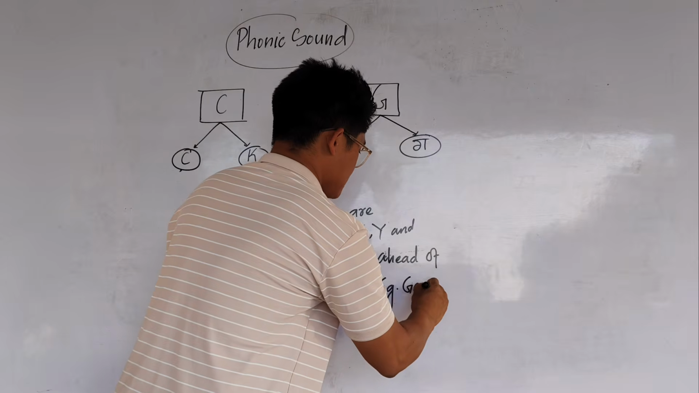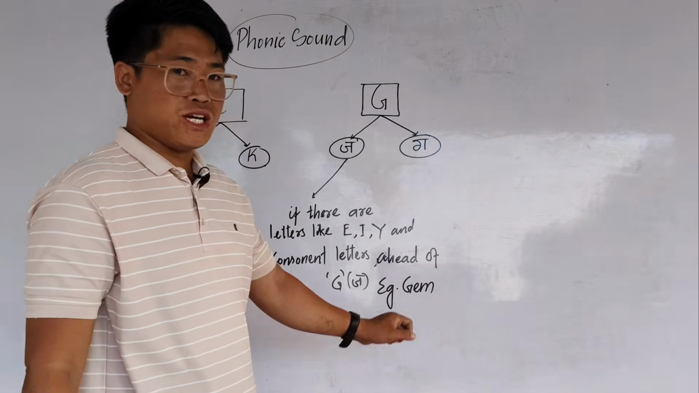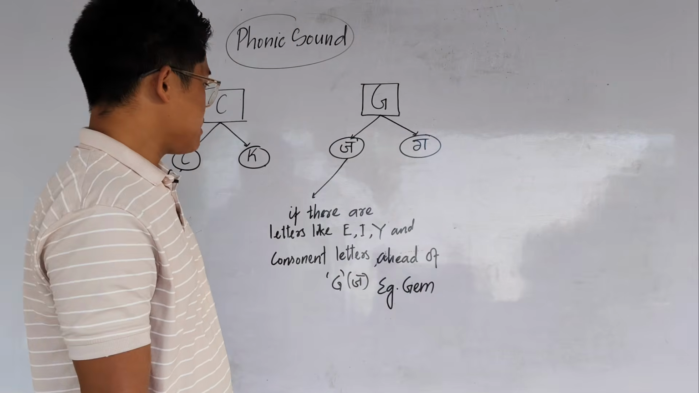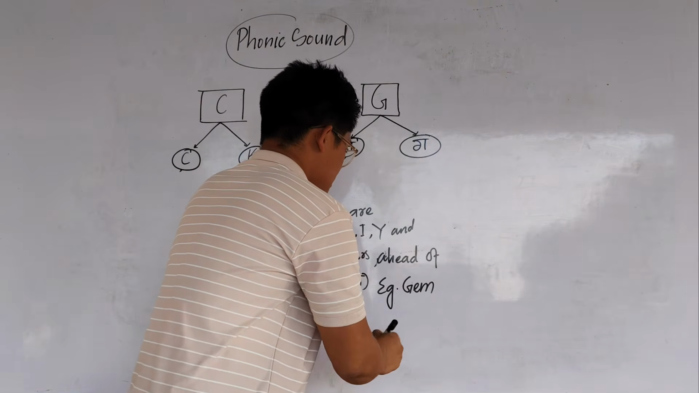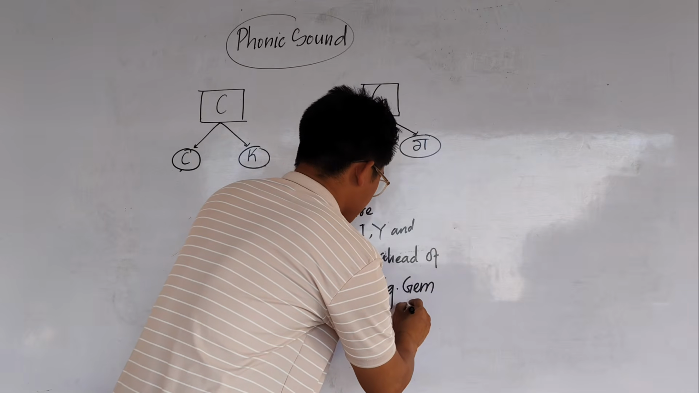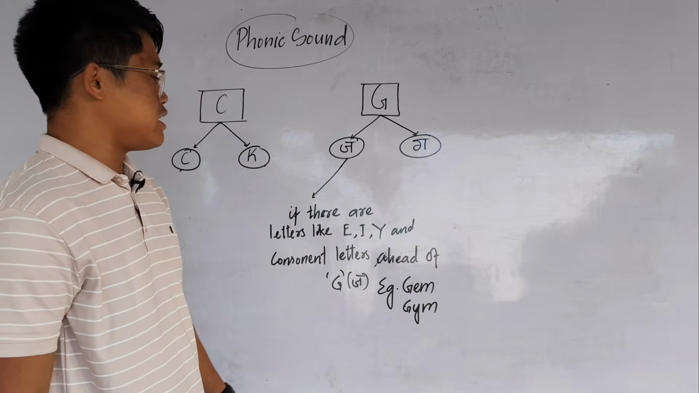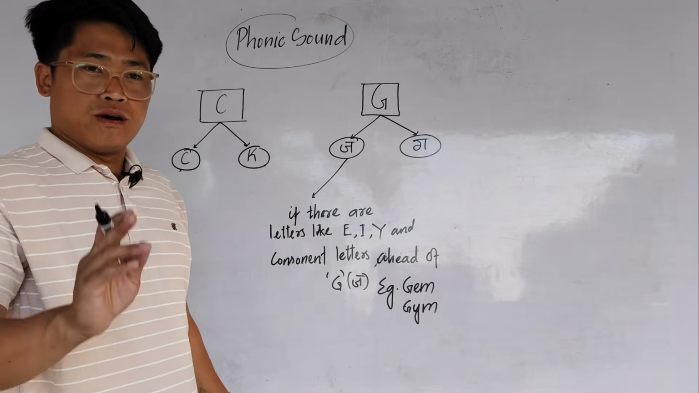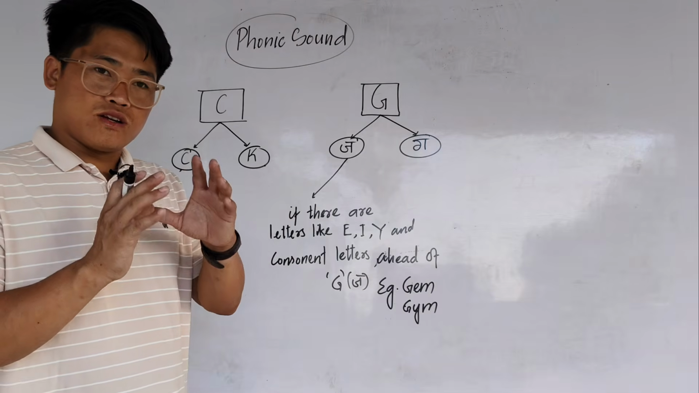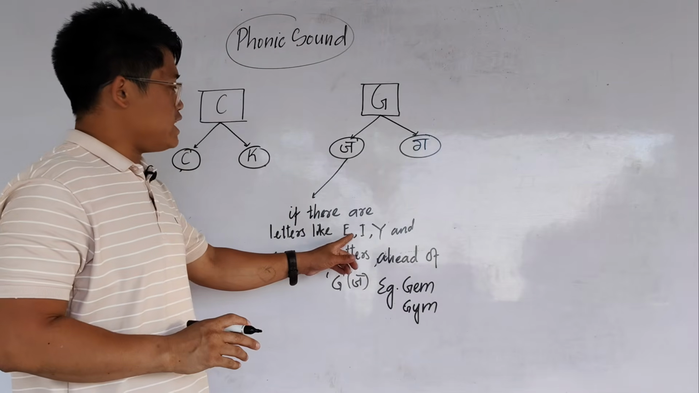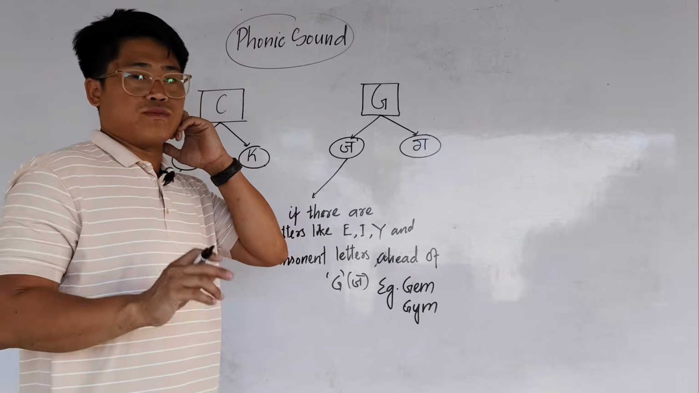Example, how do you pronounce this? G-E-M. We pronounce this as gem. Another example I can give you is G-Y-M. How do you pronounce this? Gym. But let me tell you, in some cases even E and I is pronounced as G. That you should keep in mind.